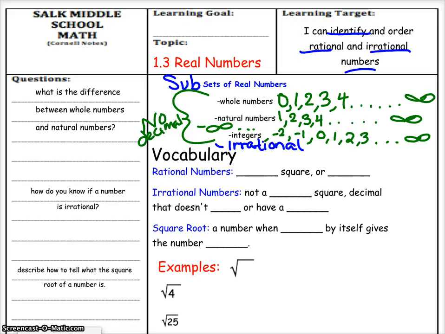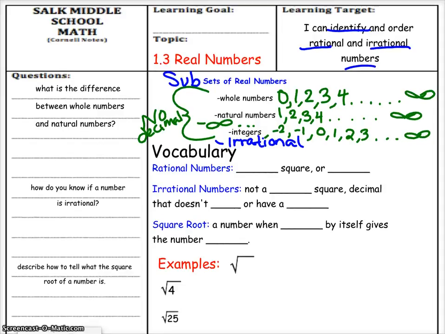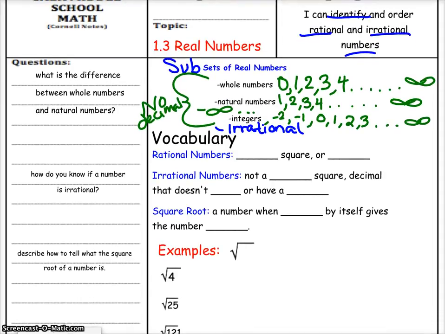Okay. So part of your learning target with this unit is being able to identify subsets of real numbers. That means I'm going to give you a number and you tell me where it falls. Is it whole? Is it natural? Is it an integer? Or irrational number? We're going to deal with the irrational definition later, so I'm not going to put that there. First, we're going to define rational numbers.